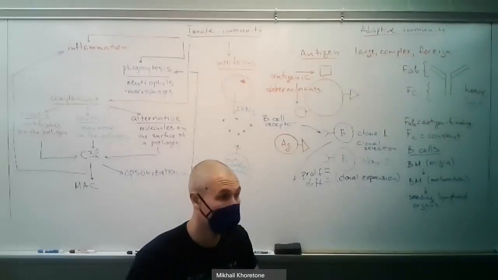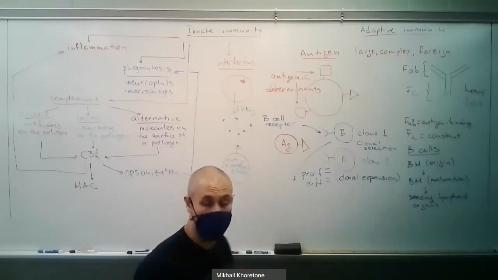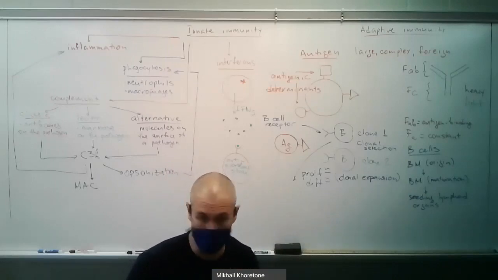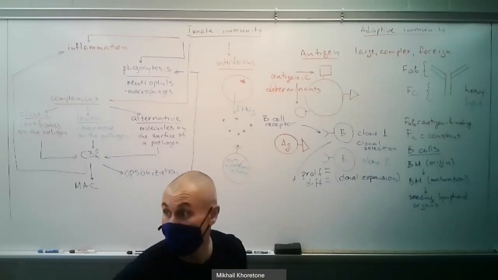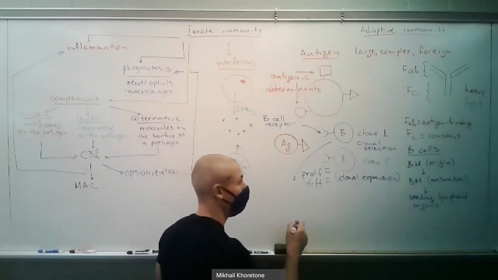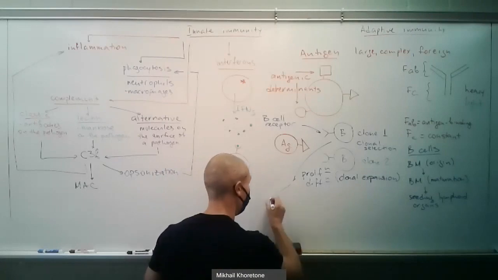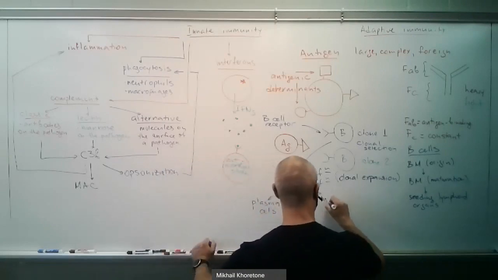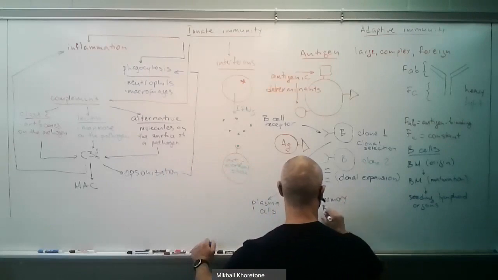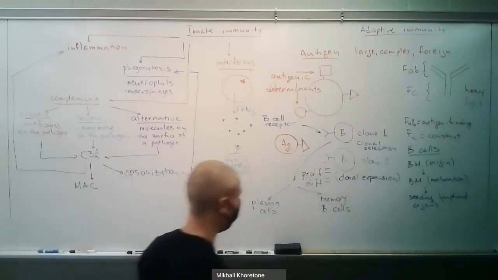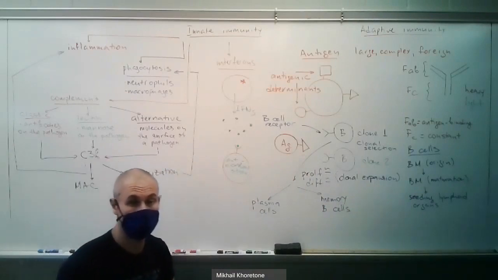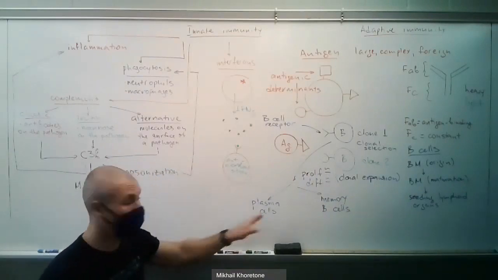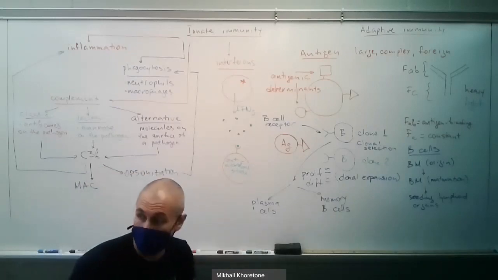Does that make sense? So differentiation. Differentiation is becoming more specialized, right? So what do they specialize into? I'll focus on two main types: plasma cells and memory cells. Okay. So what do plasma cells do? Plasma cells produce antibodies.